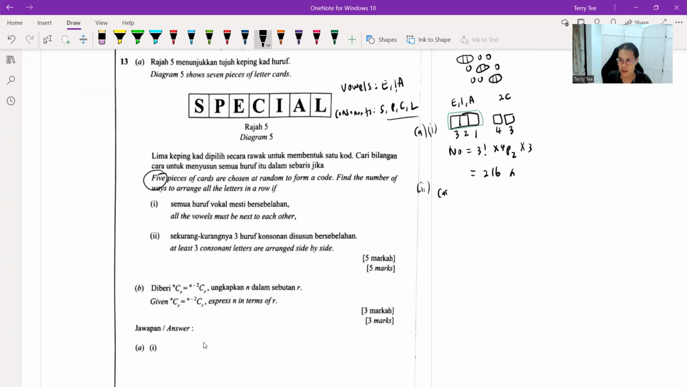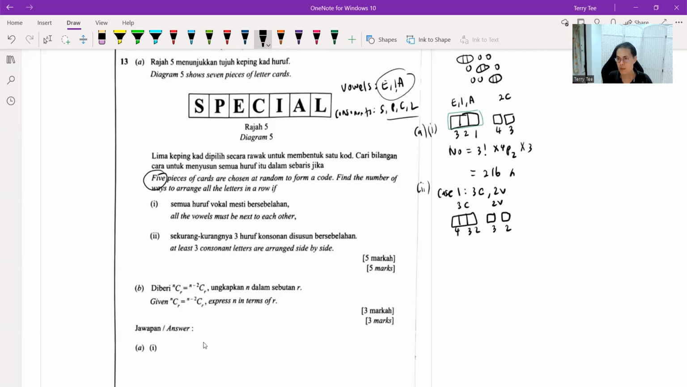Okay, case number 1: 3 consonants, 2 vowels. That means I have exactly 3 consonants and 2 vowels here. So how many ways can we arrange the consonants? Remember, I have 4 consonants to begin with, so it's 4, 3, 2. Now the 2 vowels must come from EIA, so it's 3 times 2.